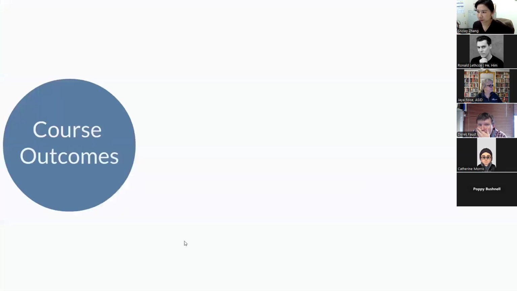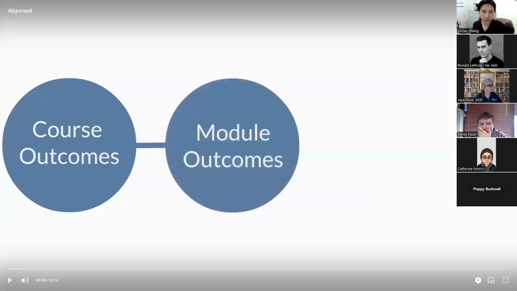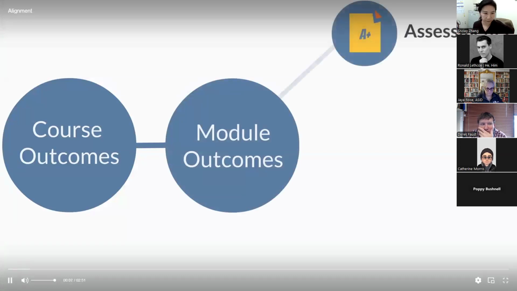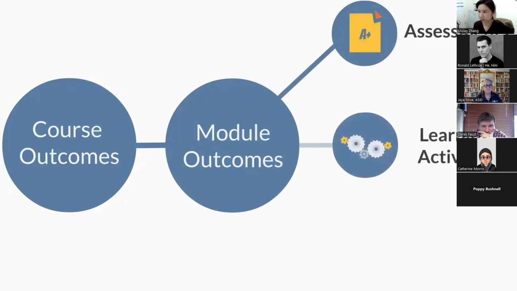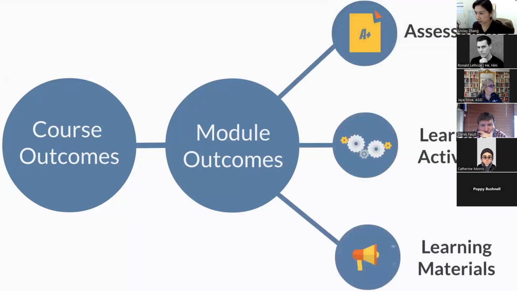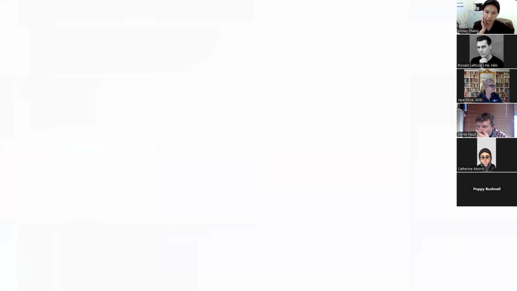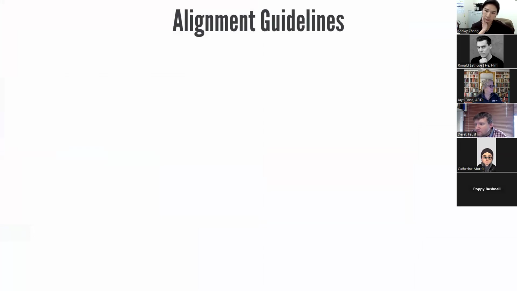Alignment is essential to the course mapping process. Can you hear that? Yeah. Perfect. Because it ensures that all components of a course contribute to the achievement of learning outcomes. It's the direct link between the course learning outcomes and the components of a course, and it's demonstrated through the course map. Here are some guidelines for alignment on a course map.